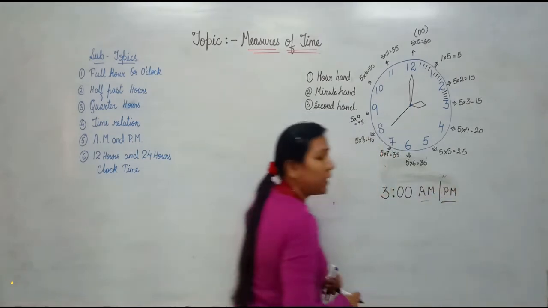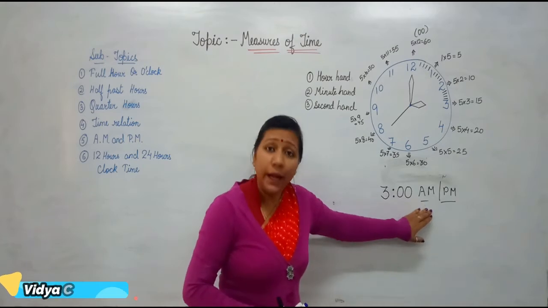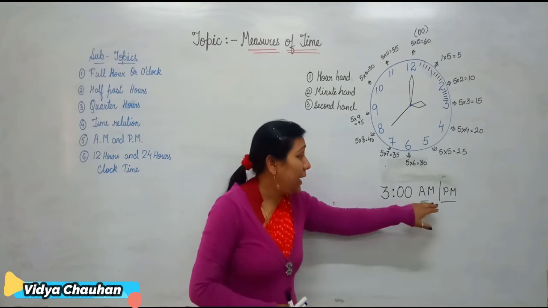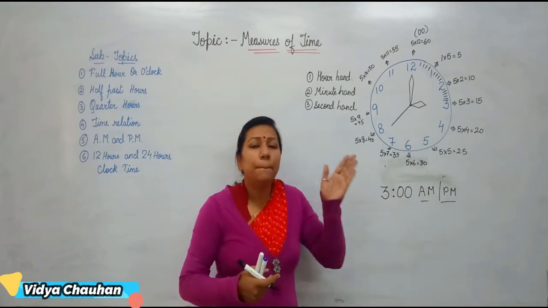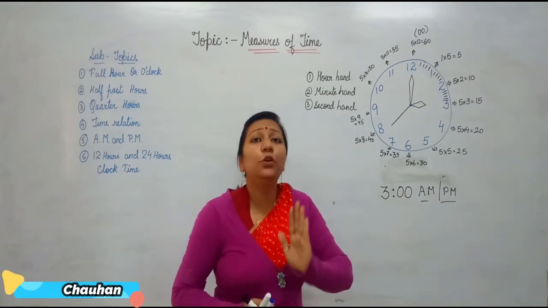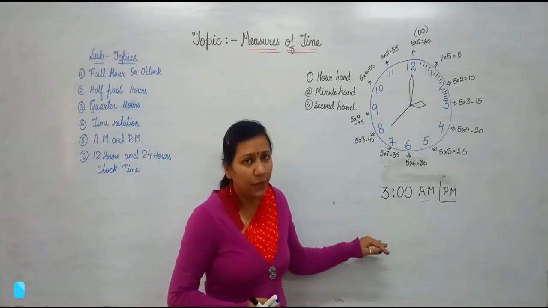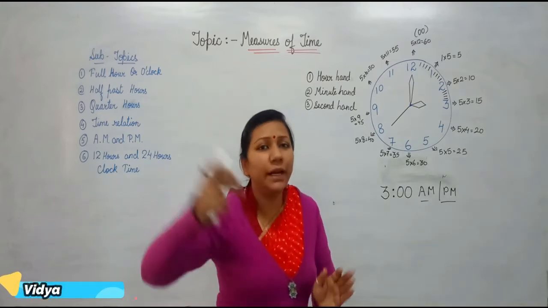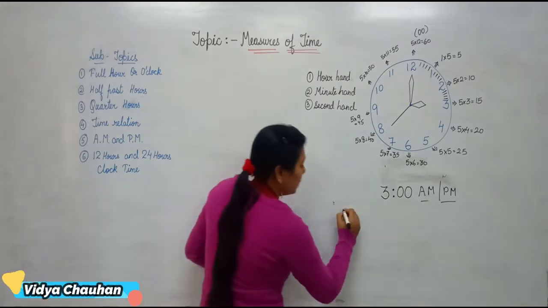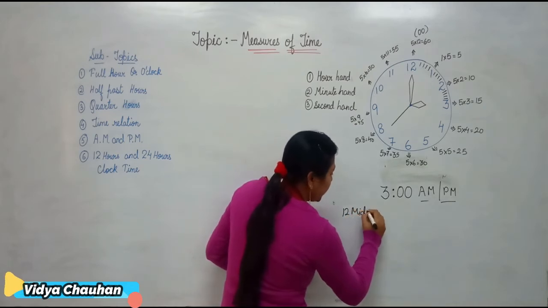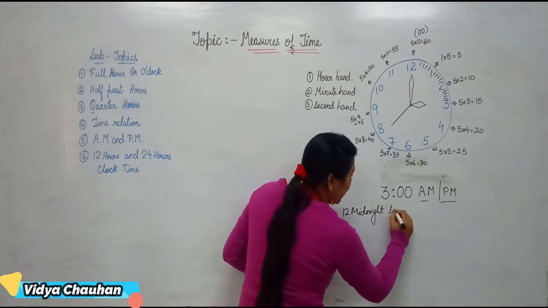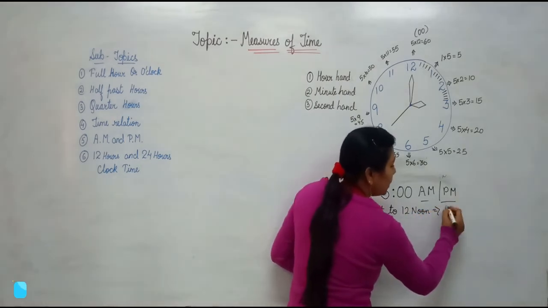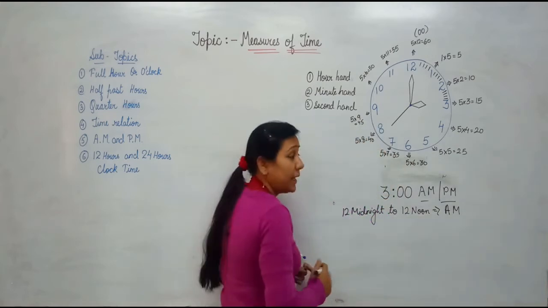Now what is this AM and PM? AM is actually ante-meridiem and PM is post-meridiem. Or you can say AM is the time which is between midnight 12 to noon 12. That is the time of AM, and PM is the time between noon 12 to midnight 12. That means morning 12 midnight to 12 noon. It is AM.